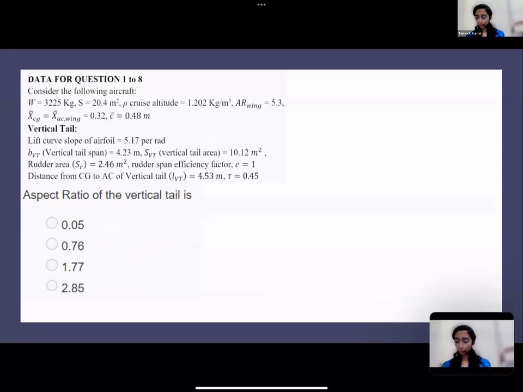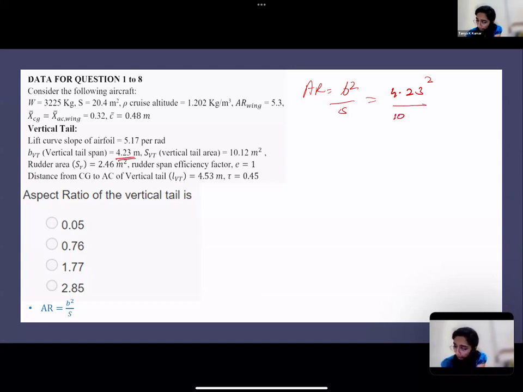Now let's look at the first question. What is the aspect ratio of the vertical tail? What is the equation for aspect ratio? B square upon S, correct? It's the same equation. Let's try doing it. AR is B square upon S. What is B of the vertical tail? 4.23. So this is B. S of the vertical tail, 10.12. Let's try solving this.